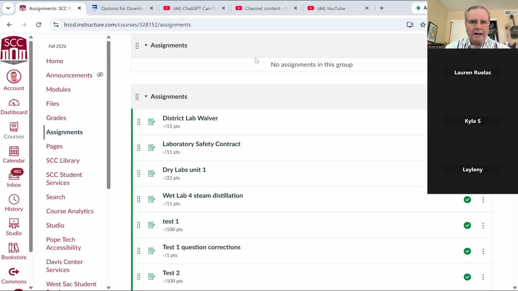Okay, how to find out? I'm sorry, I also had a question. I was trying to look into the district lab waiver to find that form. It doesn't show up when I click on that assignment.